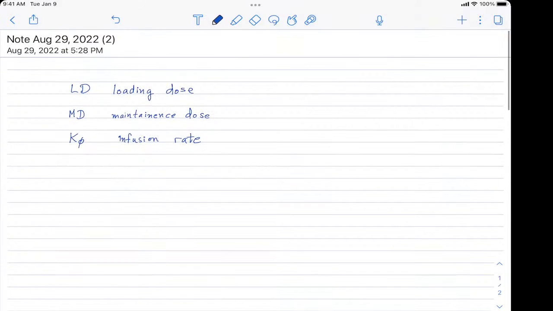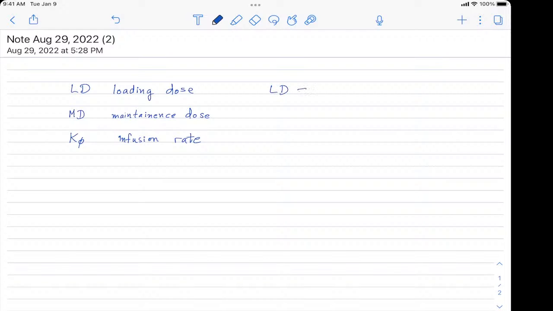The three concepts that I decided to tackle first were loading dose, maintenance dose, and infusion rate. These are all using the exact same formula. I just could not see it. So I'm going to talk about how they're all using the exact same formula. So let's start with loading dose, which has probably the longest version of the formula elaborated.